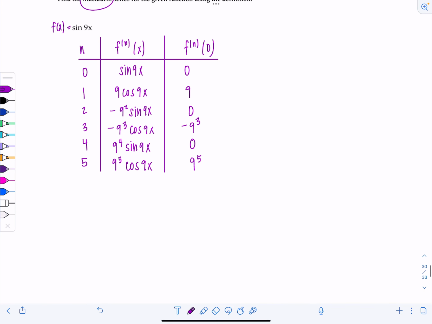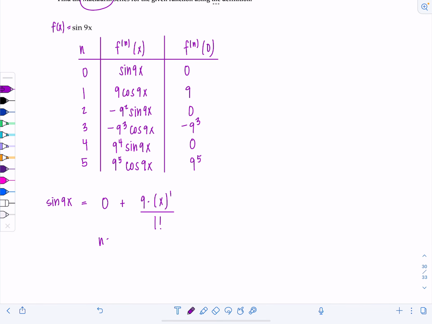So here we go. So sine of 9x, let's do the n equals 0 term. Well, it's just gone. Plus n equals 1. You're going to have the nth derivative at 0 times x minus 0 to the first over 1 factorial.